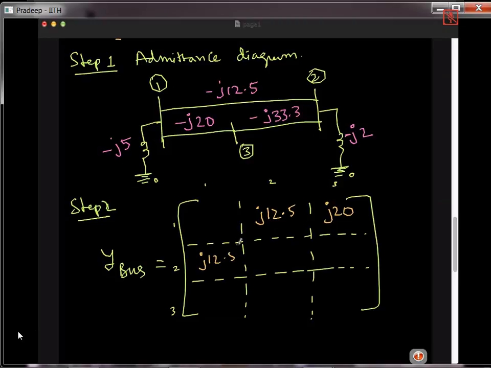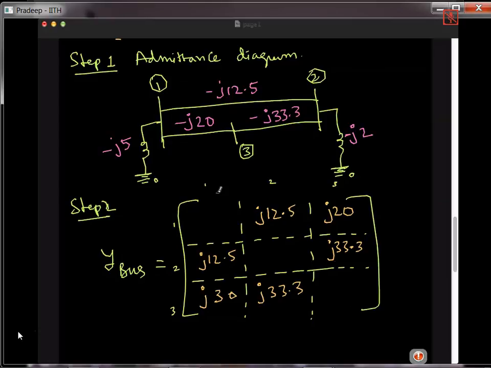The element. Is there any line connecting 2 and 3? So 2 and 3, yes, there is a line connecting, that is minus J33. So it will become plus J33.3. So that J33.3 will come here also, like this. Now coming to the diagonal elements.